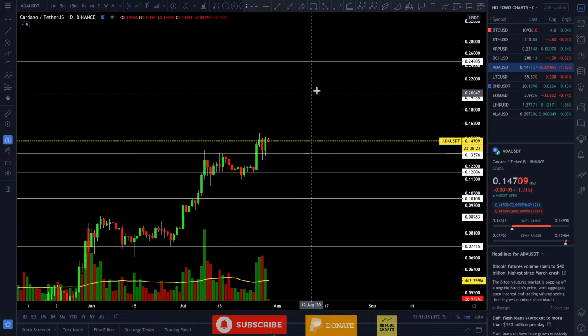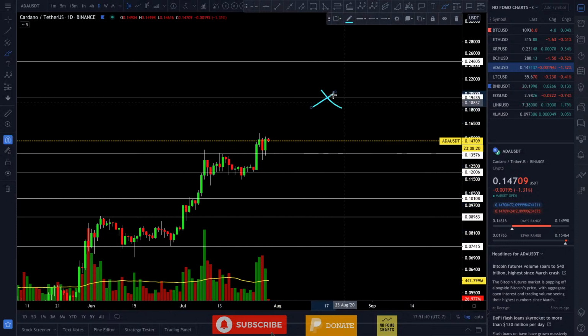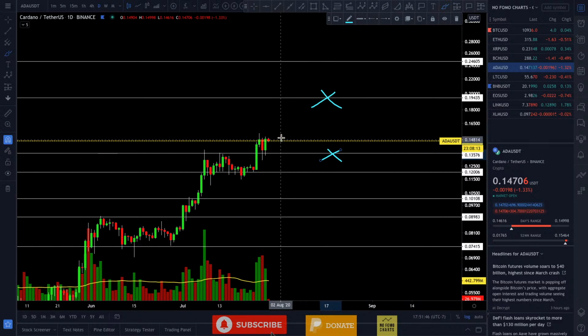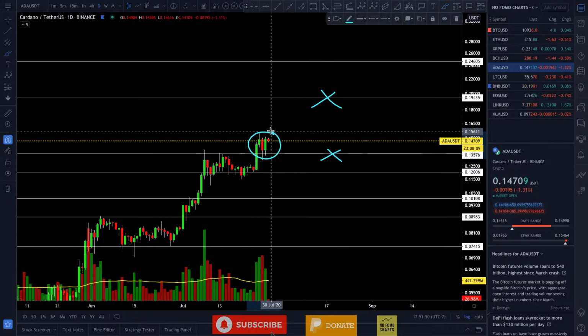Okay, so we're going to watch out for that. This is the target to the upside, 19 cents. And this is the immediate support. All right, so again, I'm not going to call this last candle because we have to see what's going to happen here.